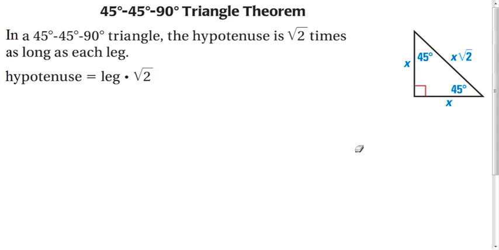So this is the other important triangle you have to have memorized. Whenever you have a 45, 45, 90 triangle, to figure out the hypotenuse, it's just the square root of 2 times the length of a leg.